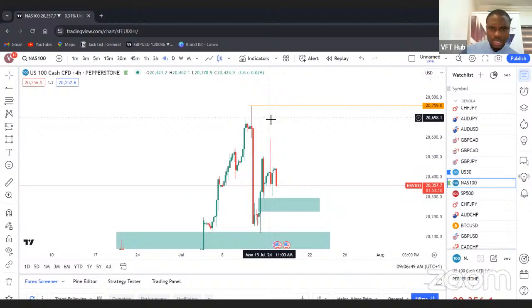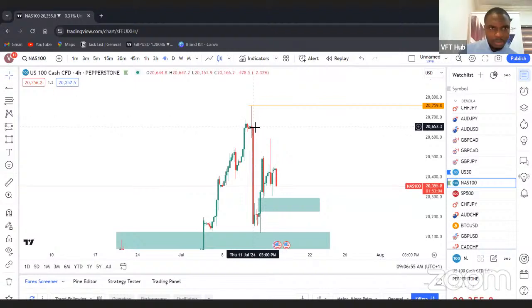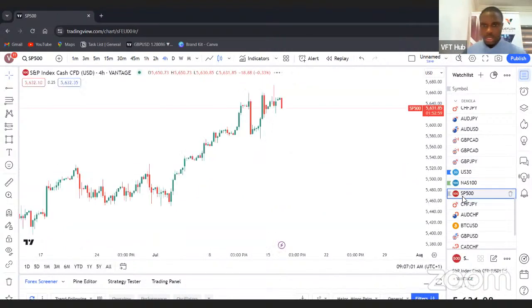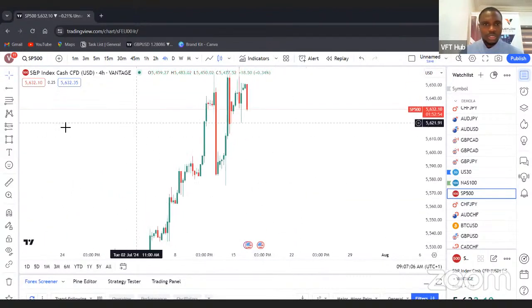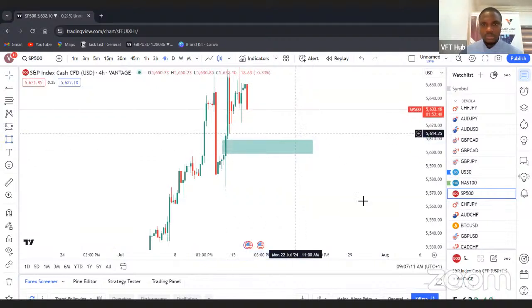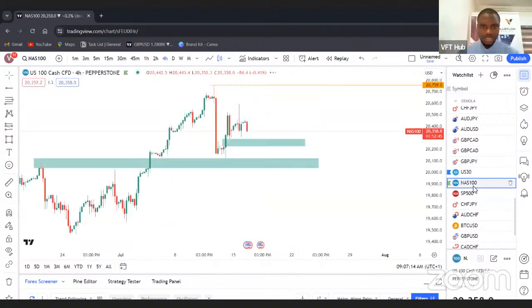Yeah, so that is what I'm looking at in terms of buyers for NAS 100 and S&P this morning. I believe S&P has almost similar markup, but for this one, its zone is around here. So I believe this is what I'm expecting price to do today. If for any reason we see anything different, then we reconsider the analysis and see other potential levels we can buy from.